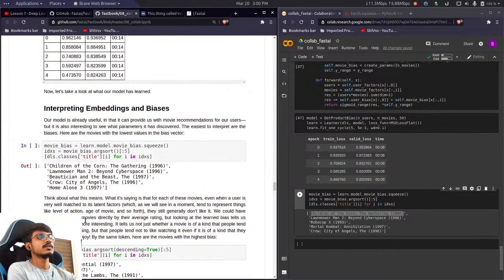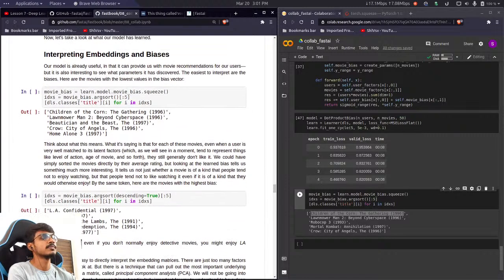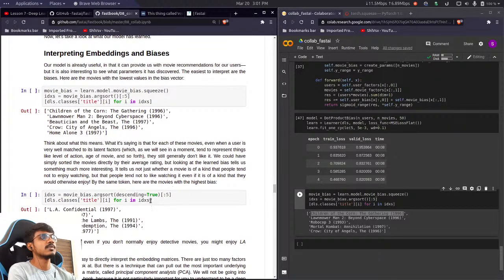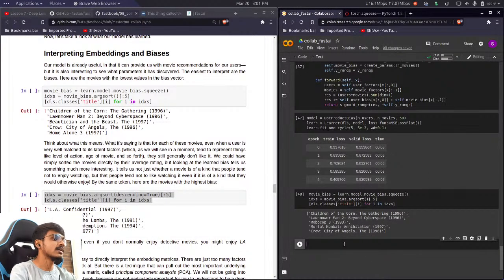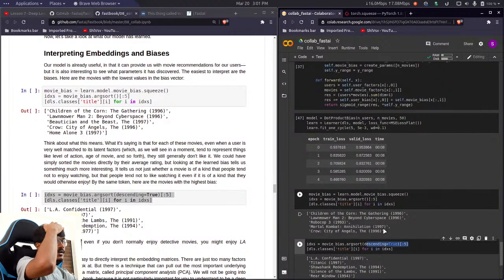So I see that we could have simply sorted the movies directly by their average rating, but looking at the learned bias tells us something much more interesting. It tells us not just whether a movie is of a kind that people tend not to enjoy, but that people tend not to like watching it, even if it is a kind that they would otherwise enjoy. By the same token, here are the movies with the highest bias. Let's select it in descending order to get the movies with the highest bias, by passing descending equal to true.